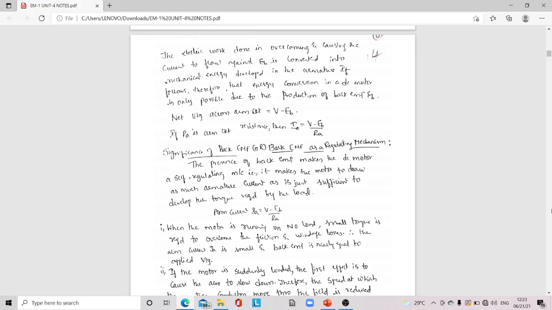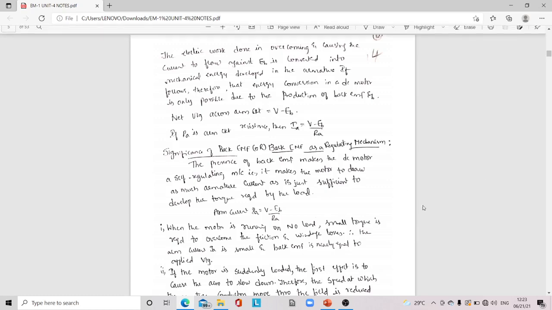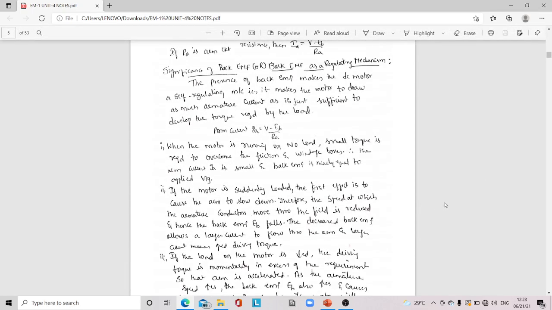So significance of back EMF, let us see. Presence of back EMF makes the DC motor a self-regulating machine. That is, it will make the motor draw as much armature current as is just sufficient to develop the torque required by the load. So this back EMF will make the motor a self-regulating machine. That is, the motor will draw only that much current as is required as per the load. In that way it is acting as a regulating mechanism.